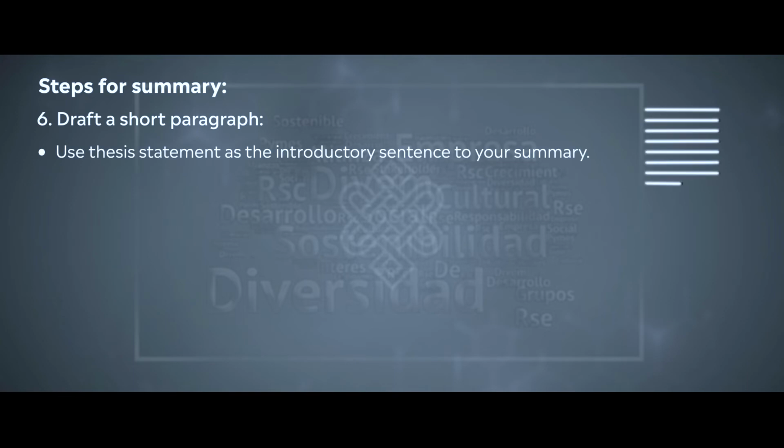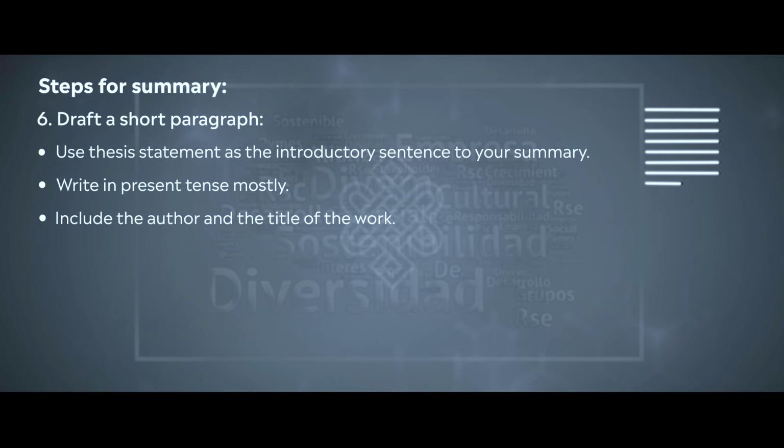Thereafter, do remember, we always write a summary in present tense, mostly. But sometimes, if there are some events or incidents which are presented in past tense or future tense, you may do so. You can have that by quoting. Then you have to include the author and the title of the work.